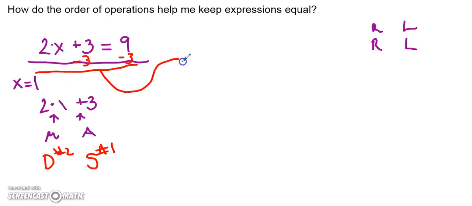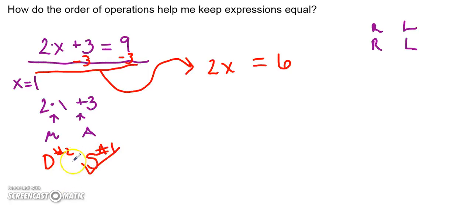I'm going to move my stuff over here because I just ran out of room. So I get 2x, a positive 3, and a negative 3 when combined is 0. I don't need to write that. And 9 minus 3 is 6. So check. I'm going to just draw a big check mark. I've done it. I've subtracted.